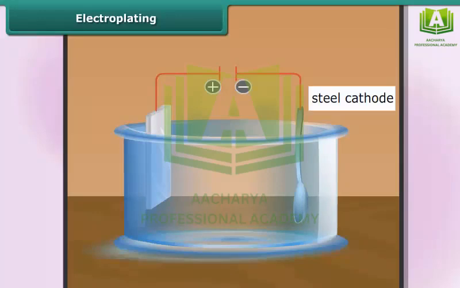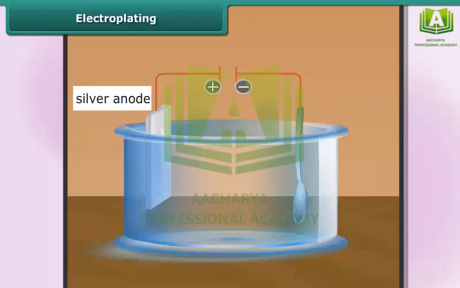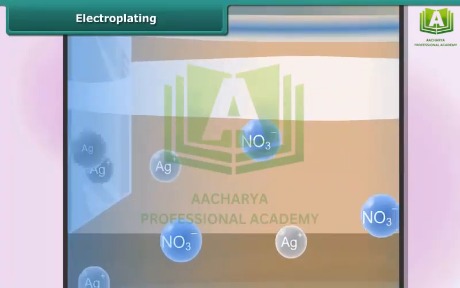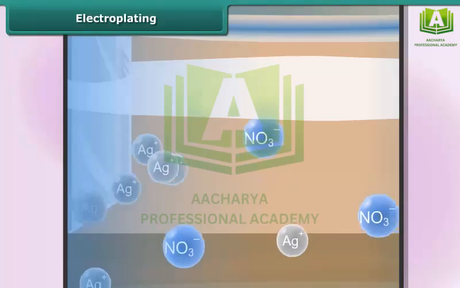Thus, the spoon acts as the cathode in the electrolysis, while the bar of the metal acts as the anode. The electrolyte is a solution of salt that contains the ion of the anode metal, for example, silver nitrate. As soon as electric current starts flowing through the solution, electrons begin to escape from the silver anode.